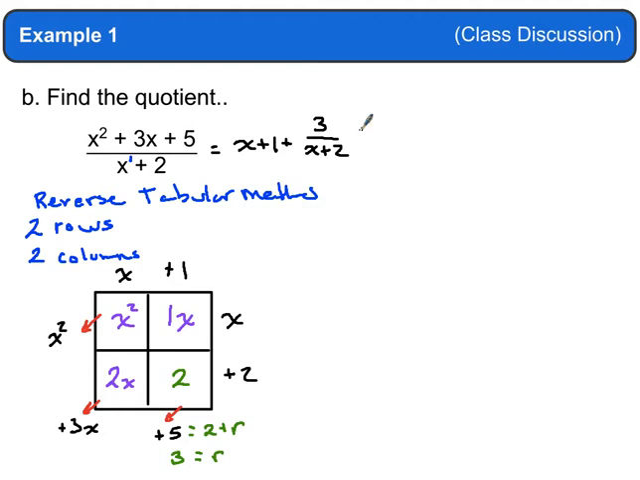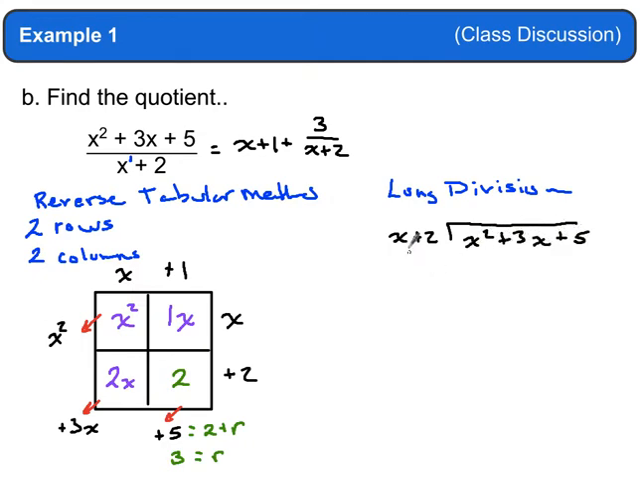So this is the reverse tabular method. Let's compare it to the long division way. If we say long division, that means we would write our divisor x plus 2, our bar, and then x squared plus 3x plus 5. We're going to divide, so x goes into x squared x times. So we distribute, you get x squared plus 2x. Make sure you put your parentheses in your line. These go to 0, and 3 minus 2 is 1x.